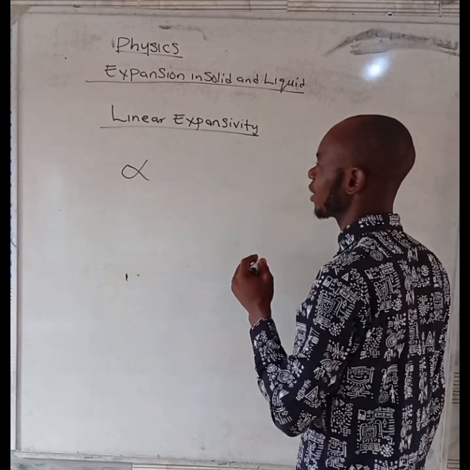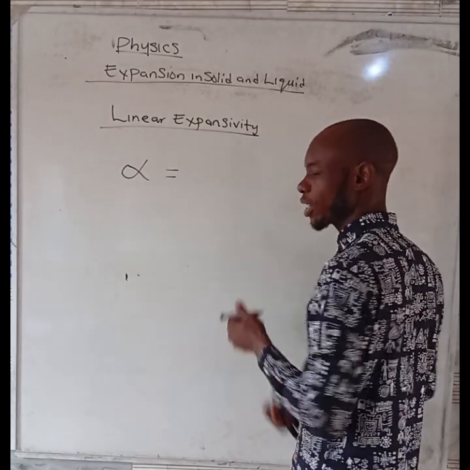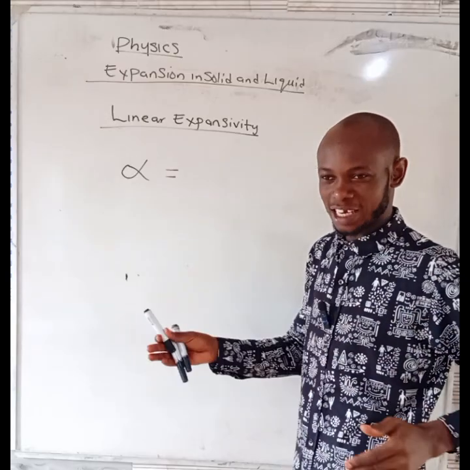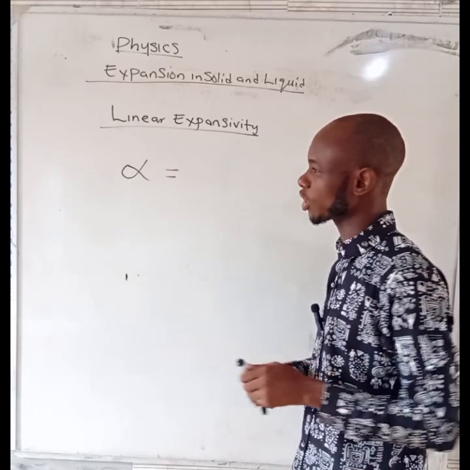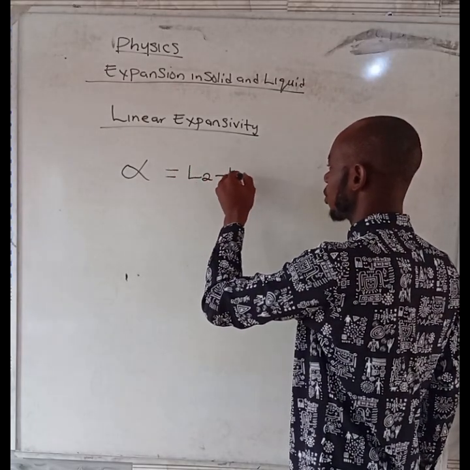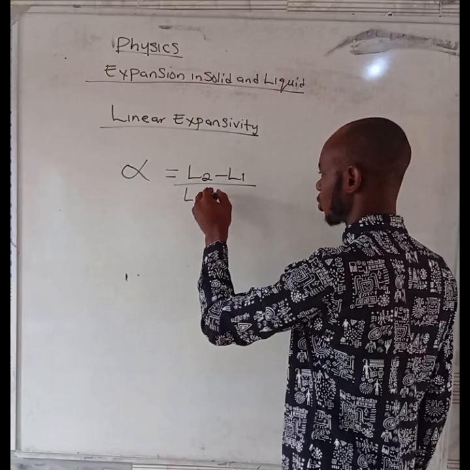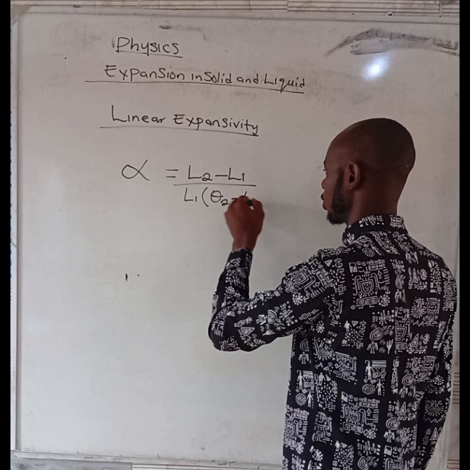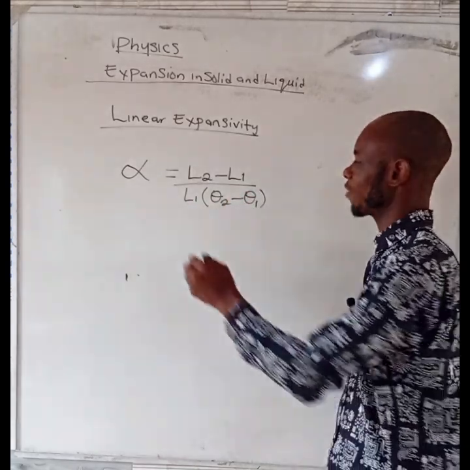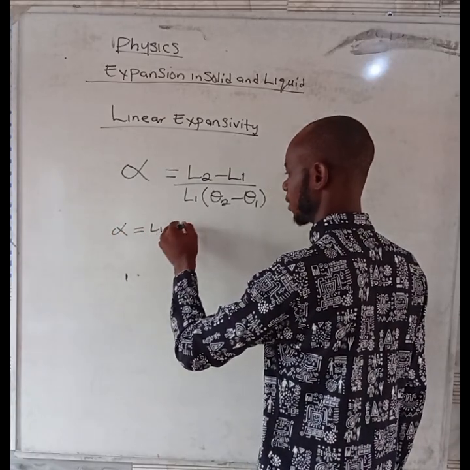So alpha is equal to what? Increase in length. When we're talking about increase in length, we talk about the initial length and the final length. So we say L2 minus L1 all over L1 into theta 2 minus theta 1. This is the formula for finding linear expansivity, where alpha is equal to linear expansivity.